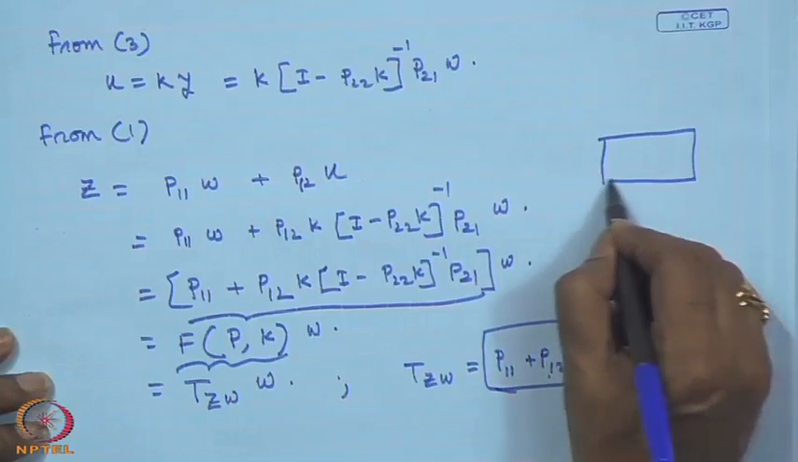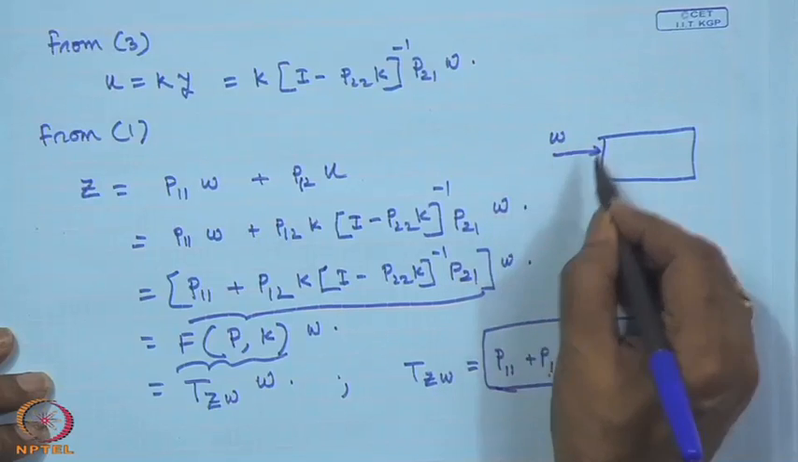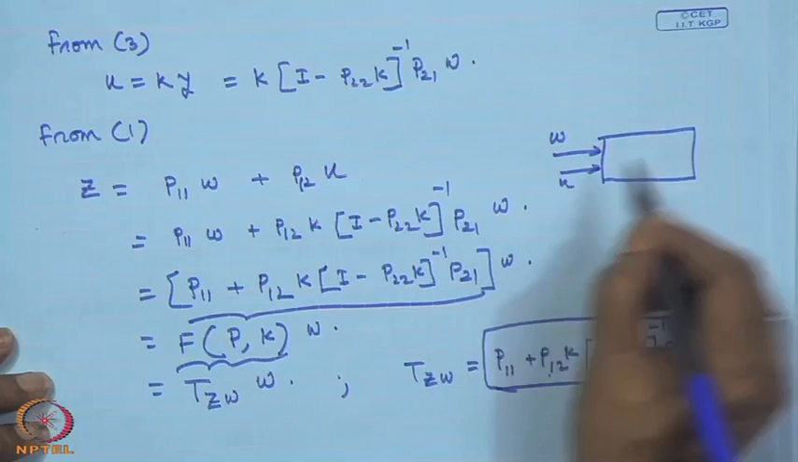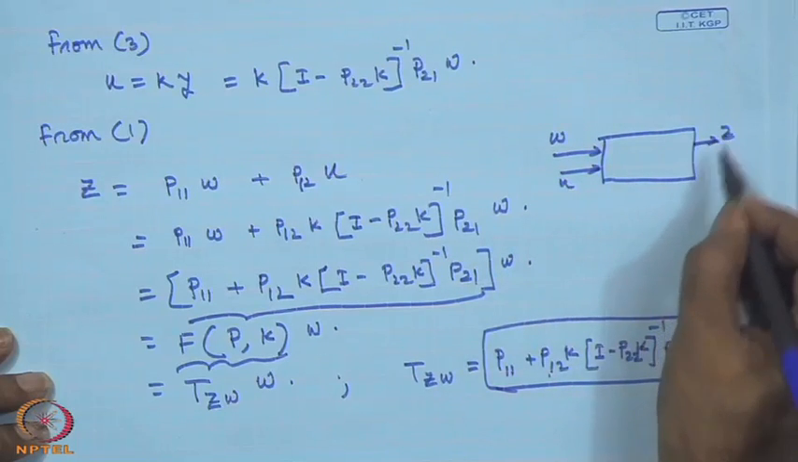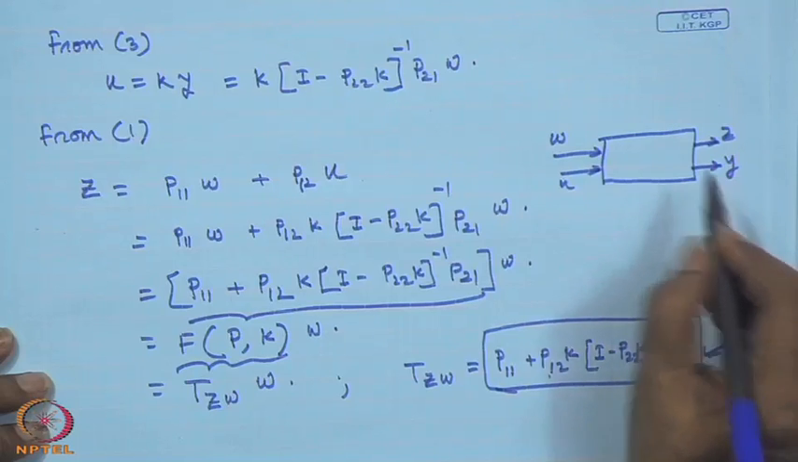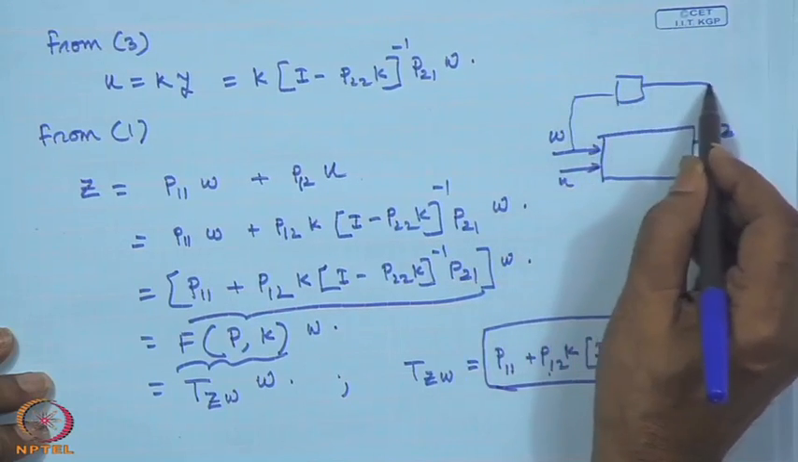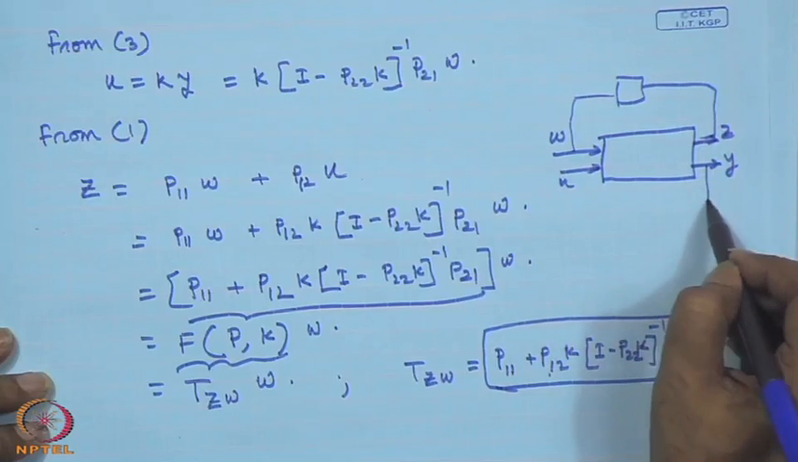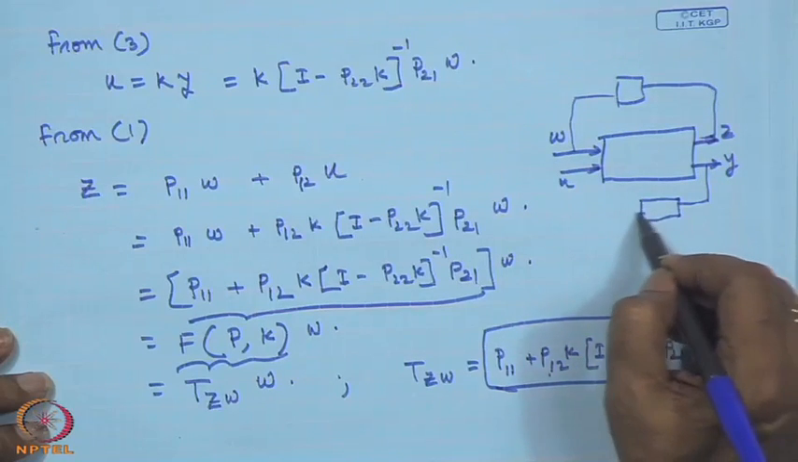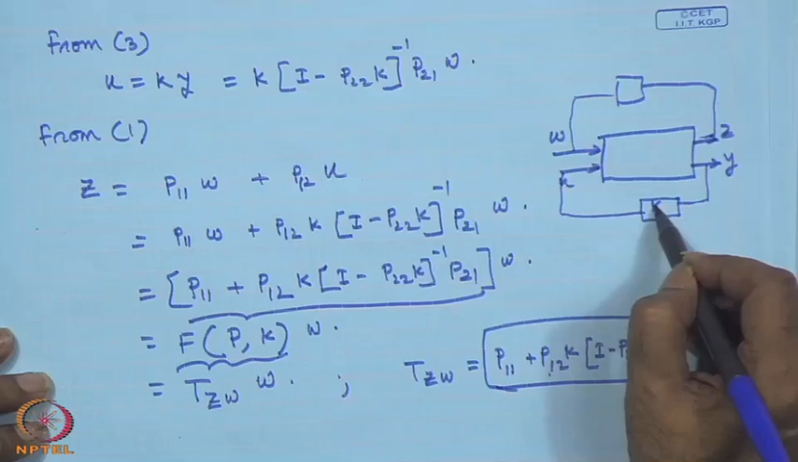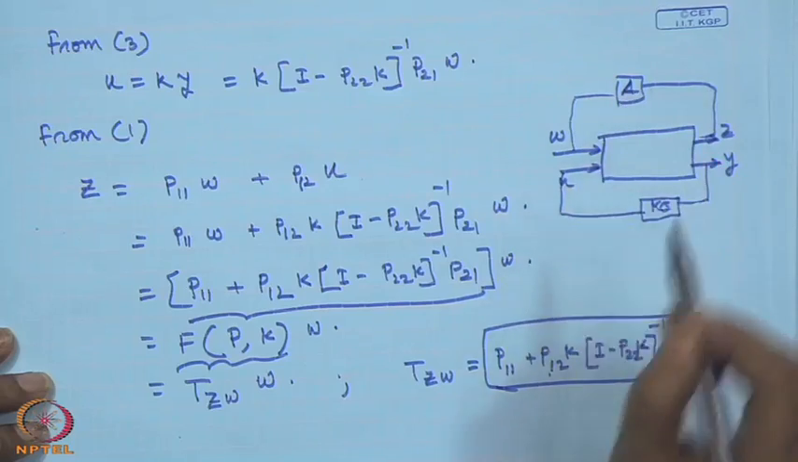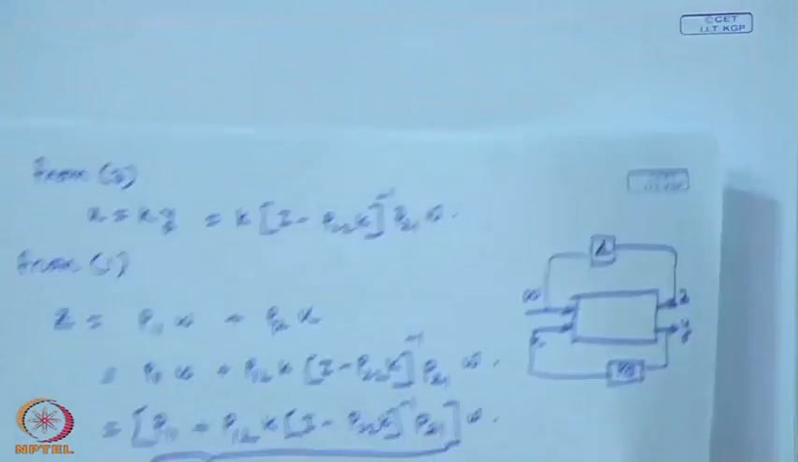So, any system we can represent in a four block representation, by W, U, Z and Y. And if there is a perturbation, the perturbation block will come here, agree? And the controller K of S is connected here. So, this is the basic structure.